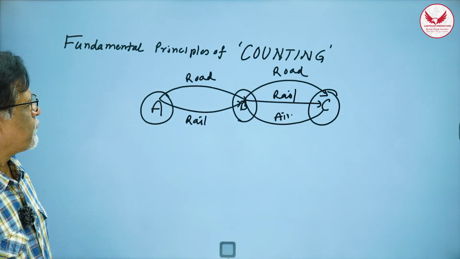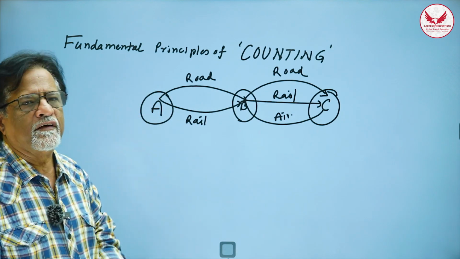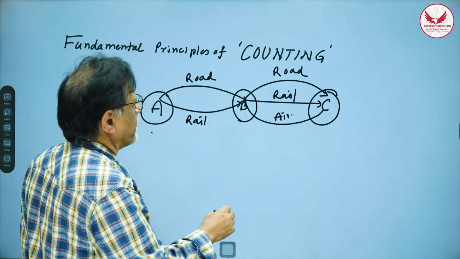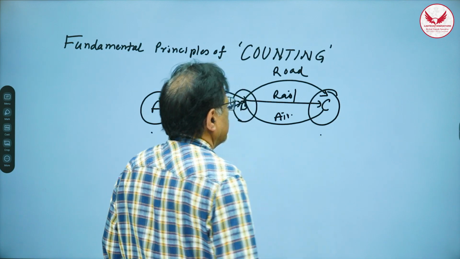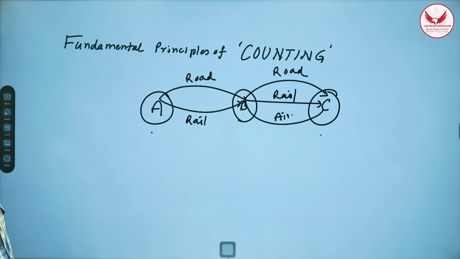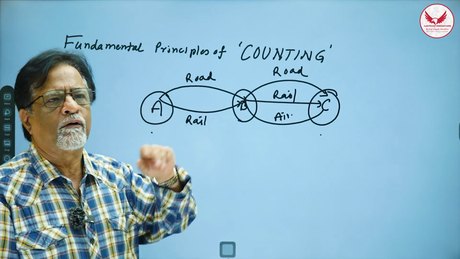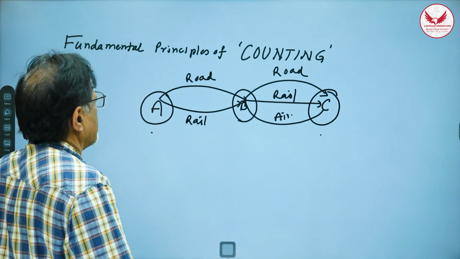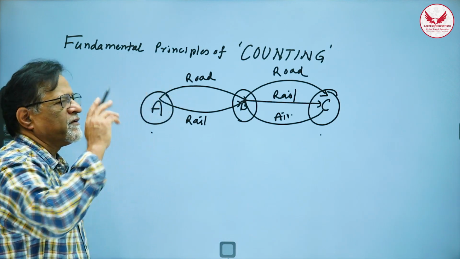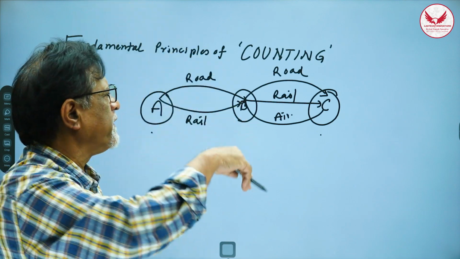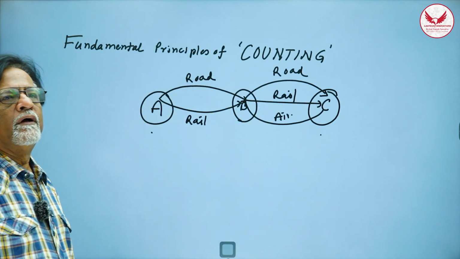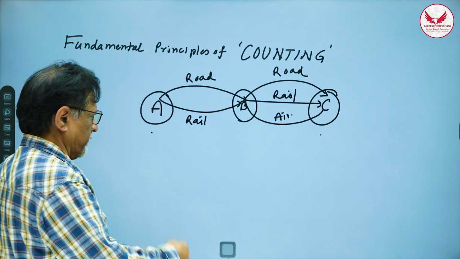Now, unfortunately, there is no direct link between A and C. I want to travel from this A, this is my starting point, and this is my destination, right? Now, in order to travel from A to C, I have to take the intermediate station called B, intermediate town called B. Now, the question is, first of all, how many ways can I complete my journey? How many different ways of completing my journey? That is the question. So, these kind of questions we are going to solve in this particular chapter.